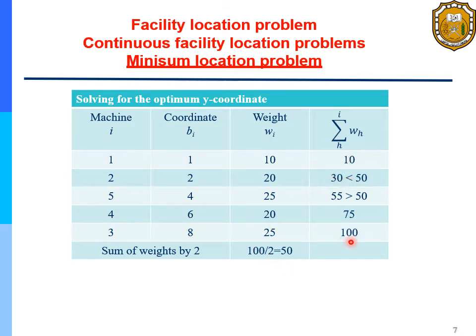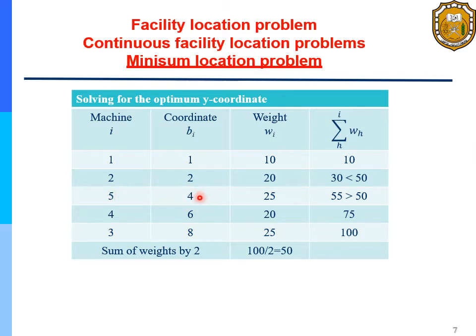Of course, the total sum will be the same as for the x coordinate, and half of it, which is 50, is the same as well. And then we find the first time that this partial sum exceeds one half of this total weight. And as you can see, at this point it exceeds one half. So we say that the optimal y coordinate is the coordinate of this machine 5, which is 4.